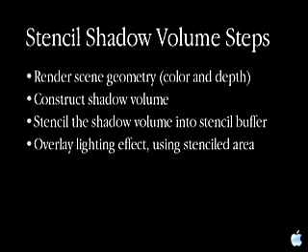The operation can be simple or complex depending on your application. But the basic step is to first render your scene geometry normally, both color and depth. Then we construct our shadow volume. Then we stencil this shadow volume into the stencil buffer. And we use the stencil mask to render either a lighting effect or a shadowing effect, depending on your technique.